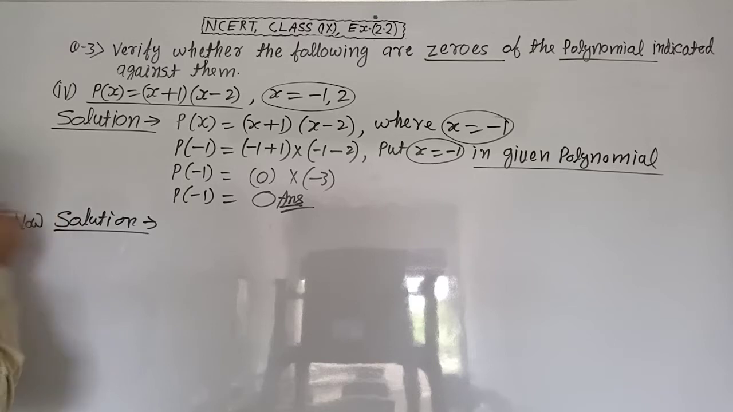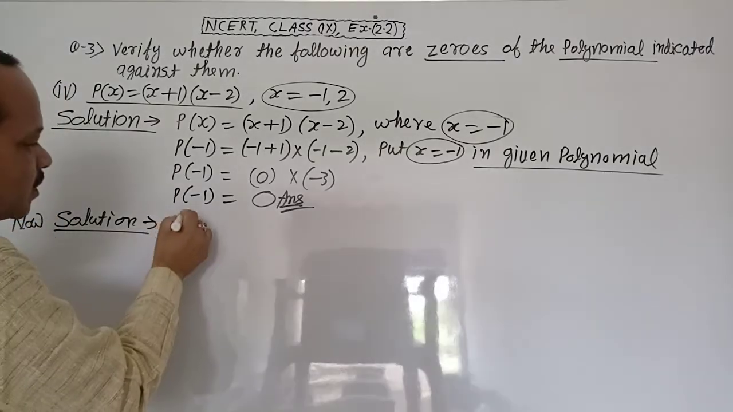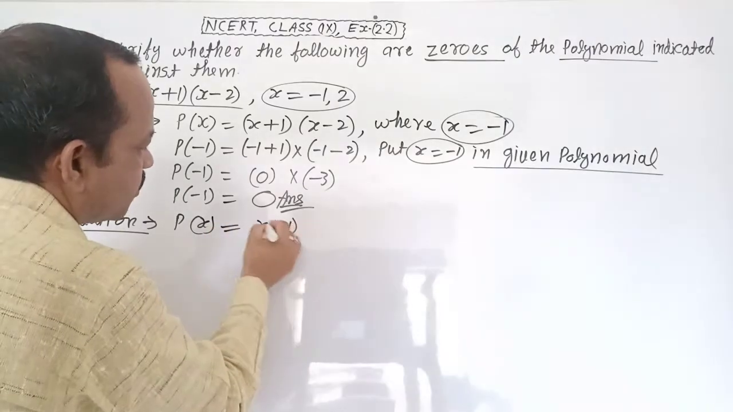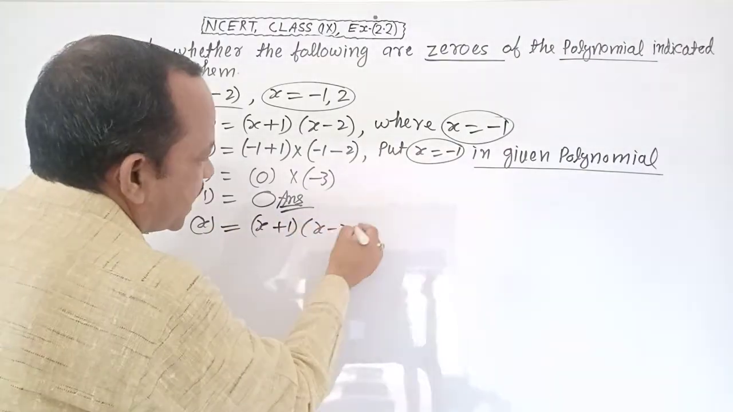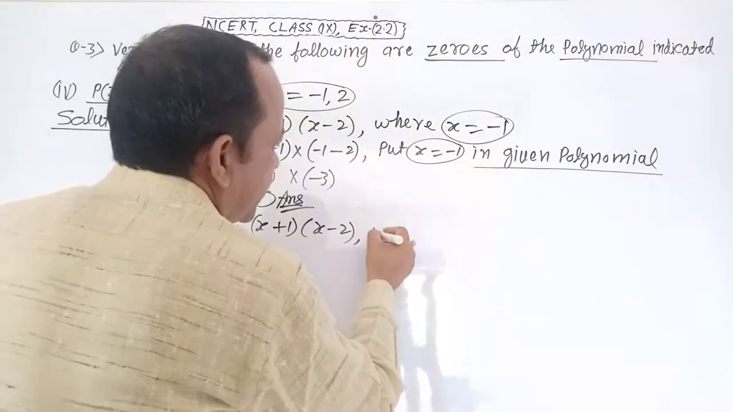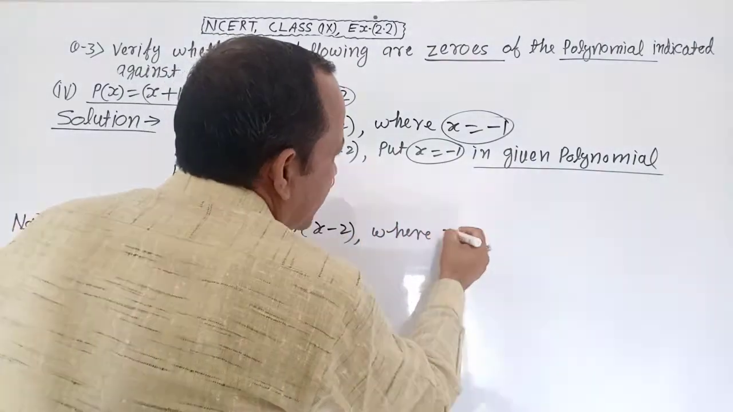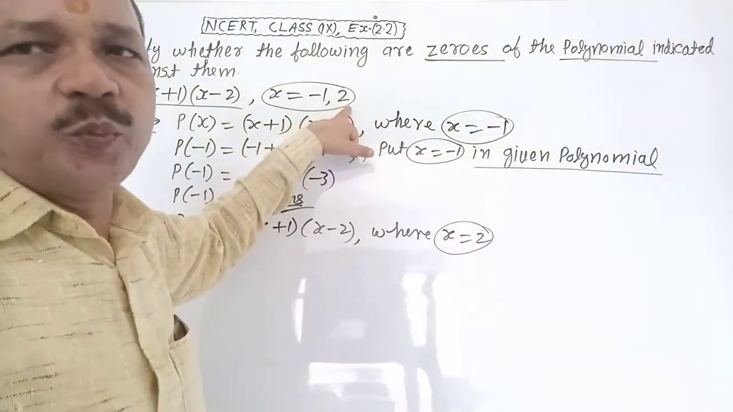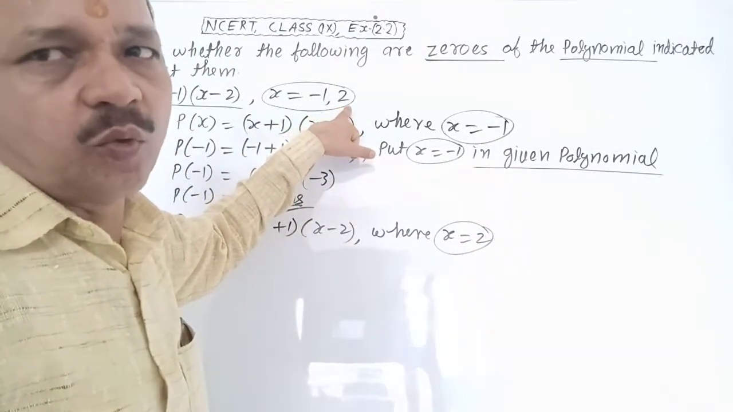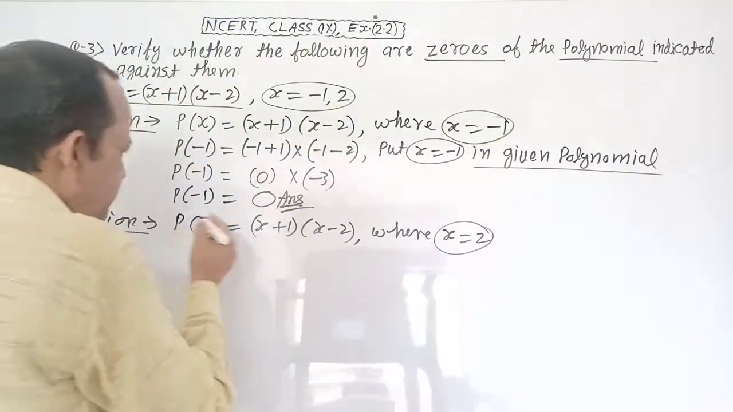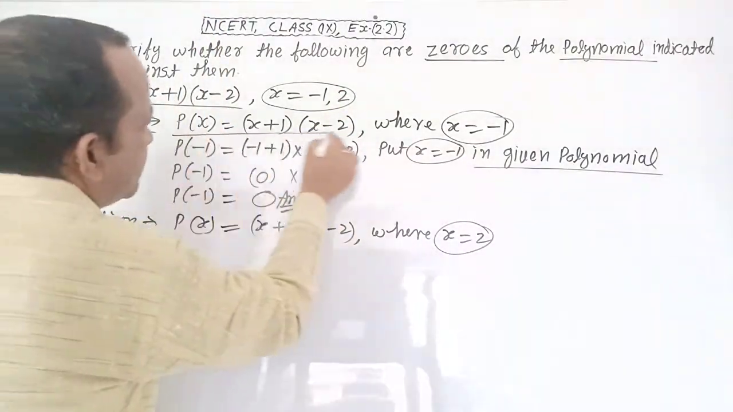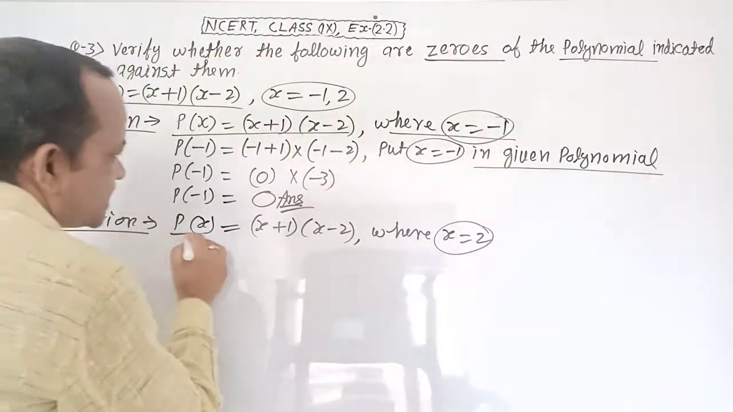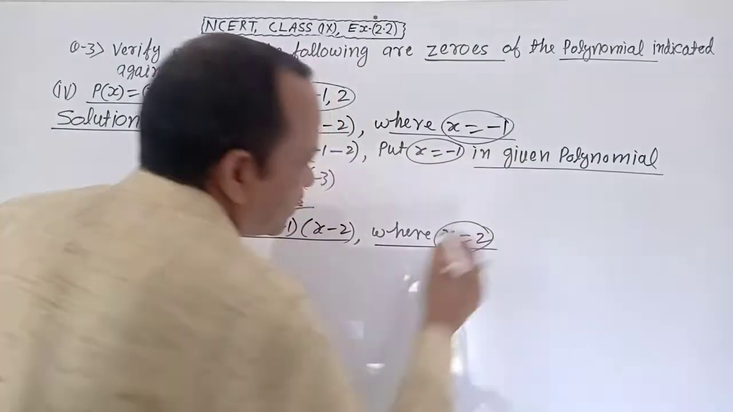Now p(x) equals (x plus 1) in first brackets, (x minus 2) in second brackets, where x equals 2. Second time you put the value of x equals 2. Clear? Now it is the given polynomial and it is the value of zero.